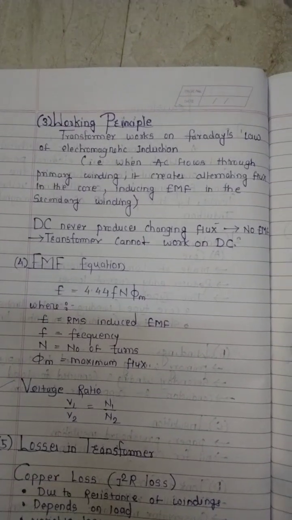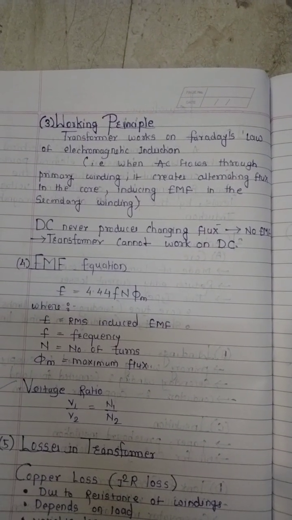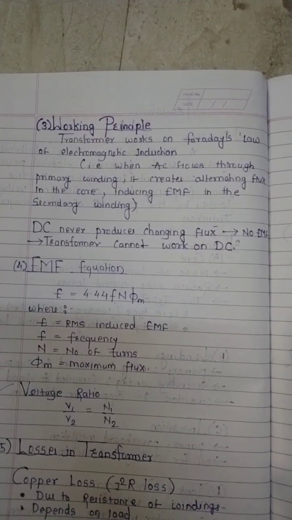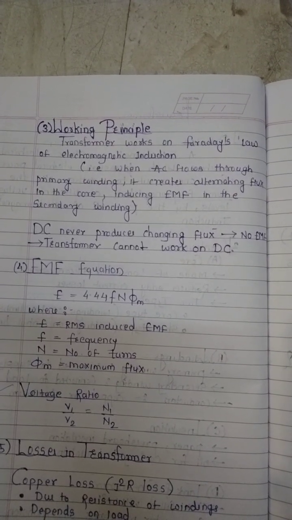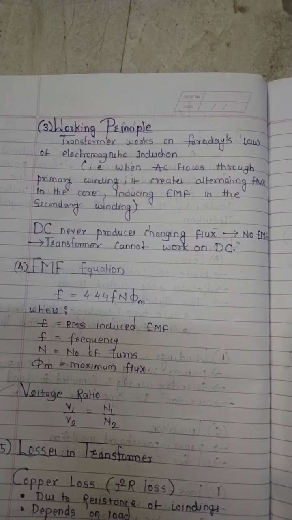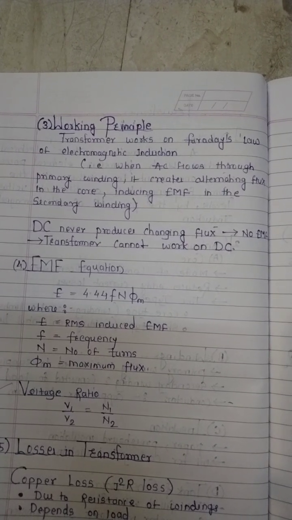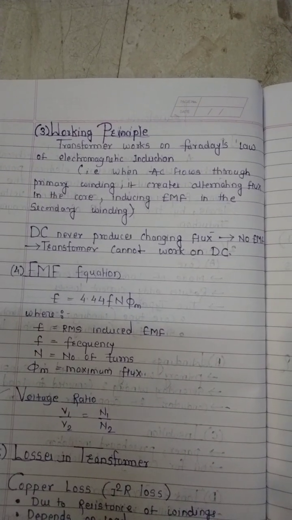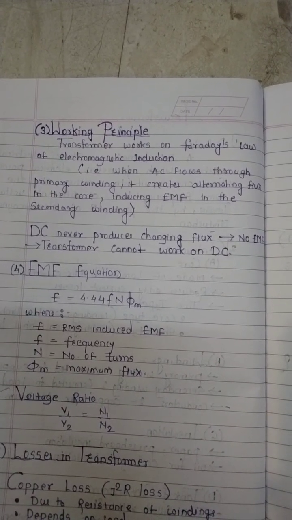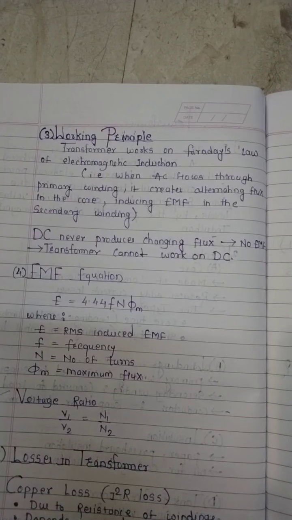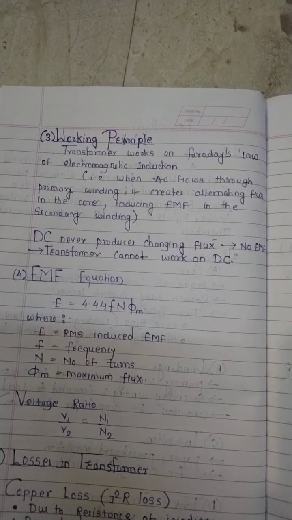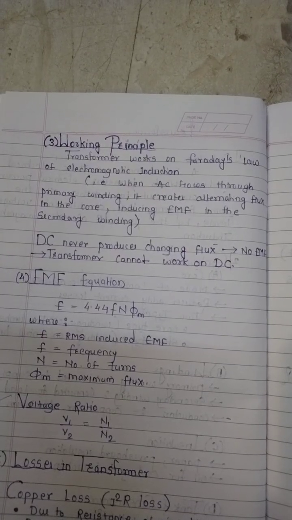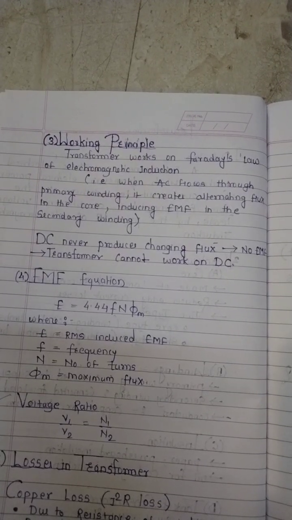Working principle. So what is the working principle of transformer? Transformer works on Faraday's law of electromagnetic induction. That is, when AC flows through the primary winding, it creates alternating flux in the core, inducing EMF in the secondary winding. And DC never produces changing flux, so no EMF is induced, and the transformer cannot work on DC.